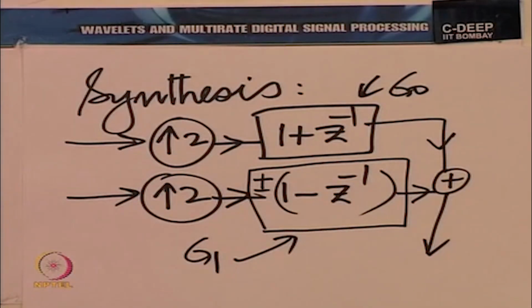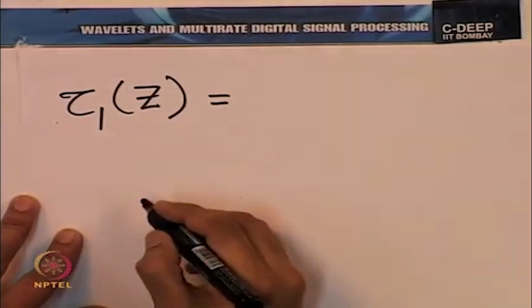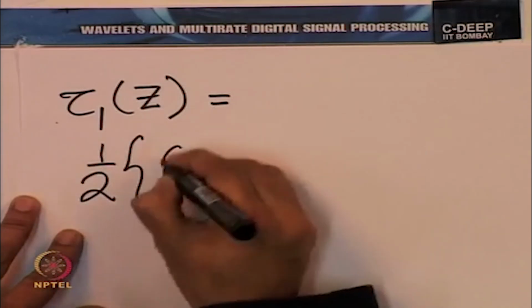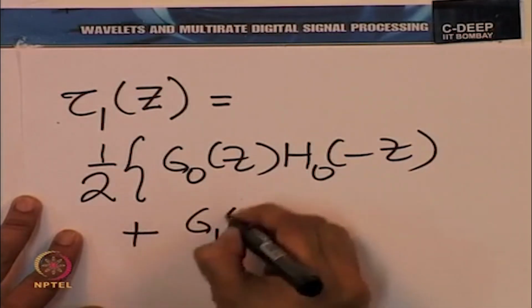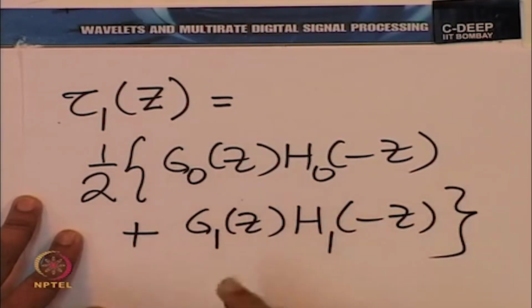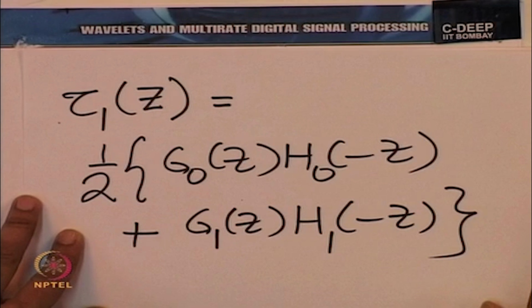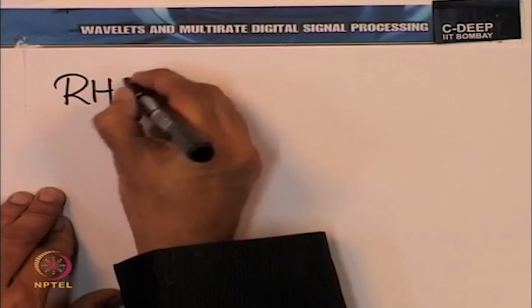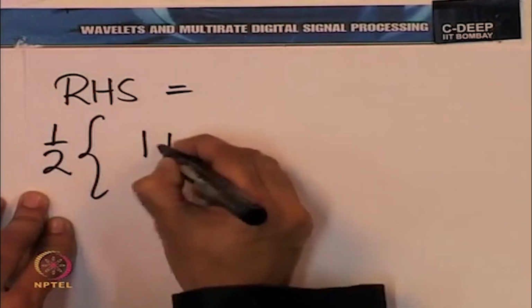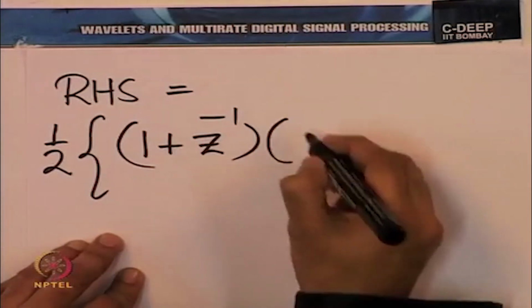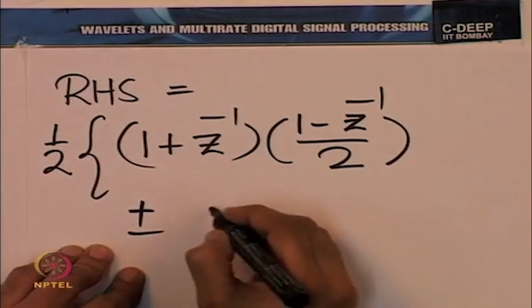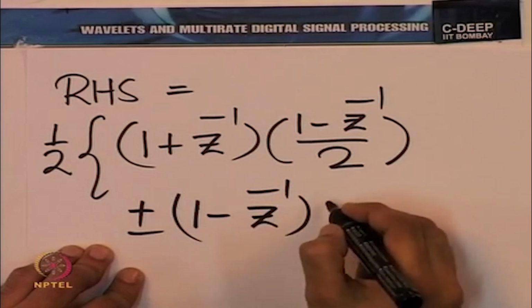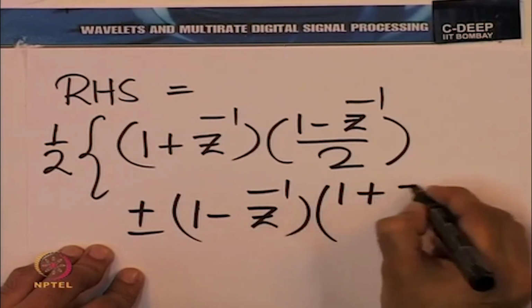Now, let us write down tau 1 z here. Tau 1 z by definition is of course G 0 z H 0 minus z plus G 1 z H 1 minus z, and with our definitions of G 0, H 0, G 1 and H 1, we have the right hand side becoming simply half G 0 is 1 plus z inverse, H 0 minus z is 1 minus z inverse by 2. Now, here we have a plus minus ambiguity. G 1 z is of course 1 minus z inverse and H 1 minus z is 1 plus z inverse by 2.